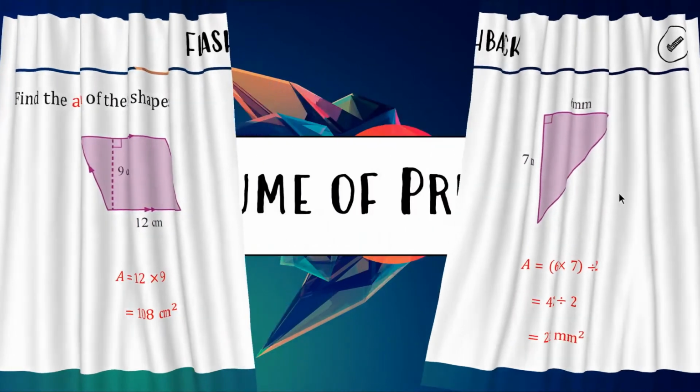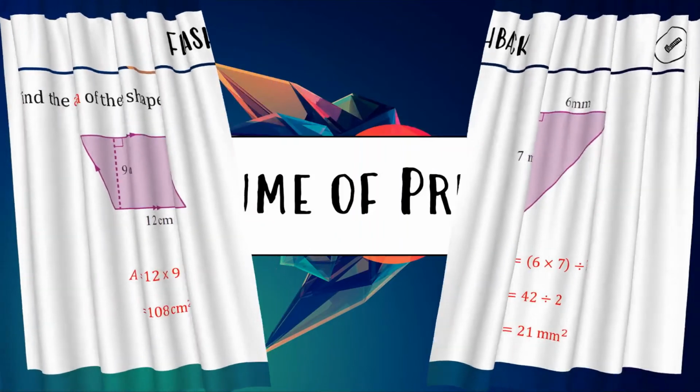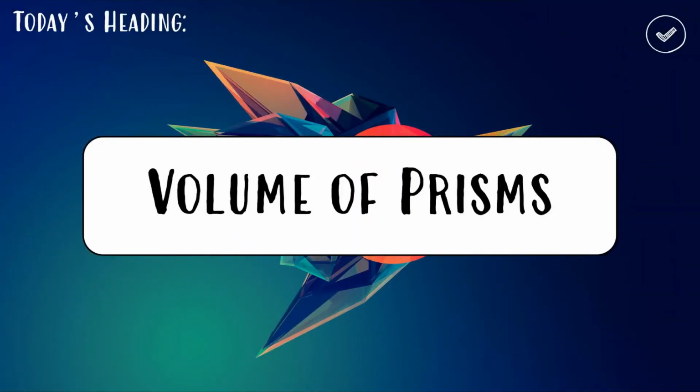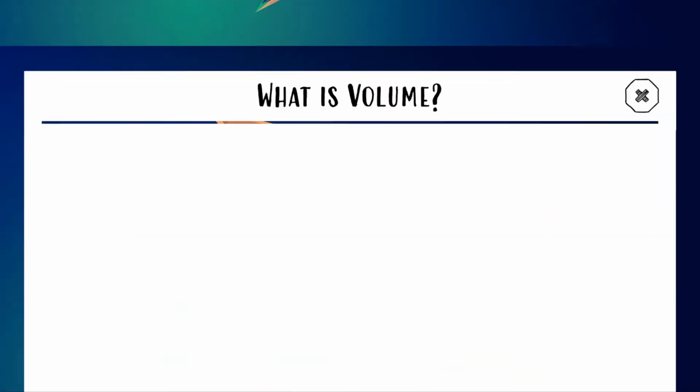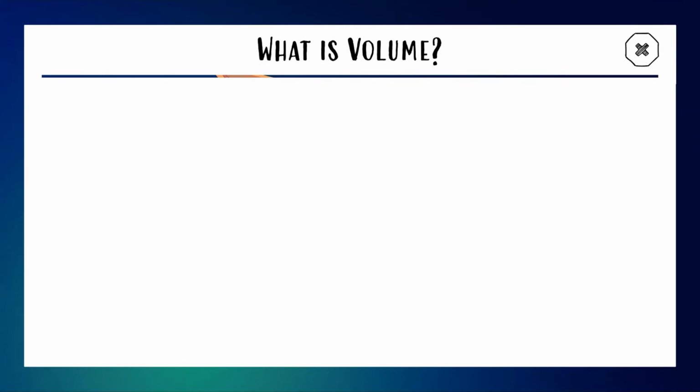Okay, for today's lesson, and it is the last lesson in this topic, we're looking at the volume of prisms. All right, so to start off, let's talk about what volume actually means. So far in this topic, we've looked at lengths. So for example, this length here could be 1 centimeter. Now, if you take 4 of these 1 centimeter lengths and you make a square, we call this a square centimeter, and this is called an area.